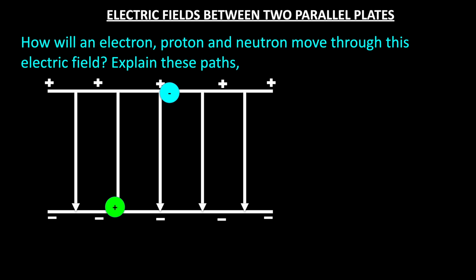And finally, a neutron. We know that neutrons do not have a charge. They're neutral. They're neither positive nor negative. So a neutron would not be attracted to this plate, nor repelled, and it would also not be attracted to this plate, nor repelled. So the neutron will simply pass straight through, like so.